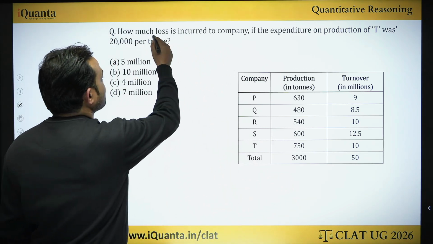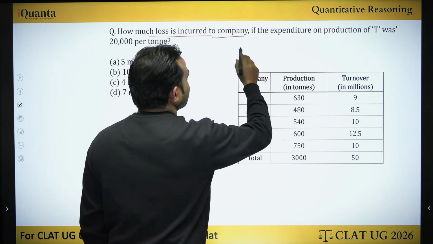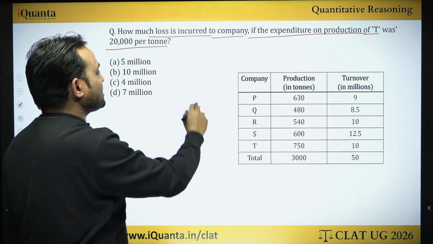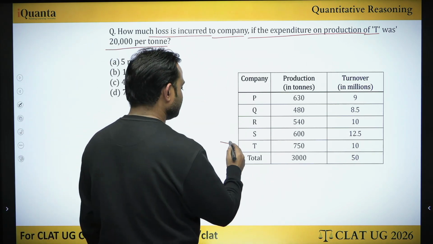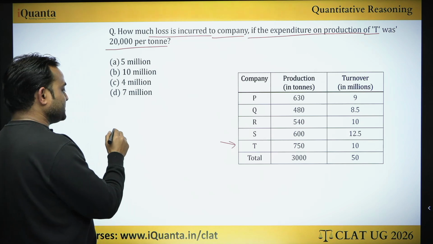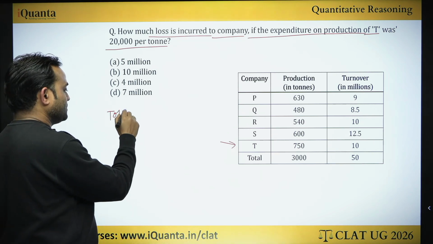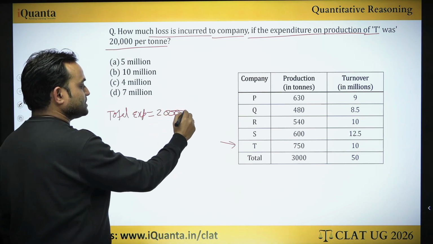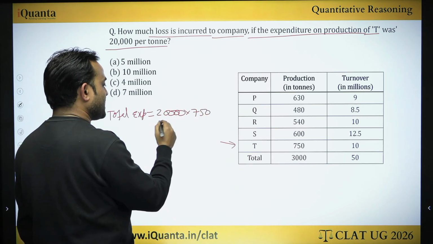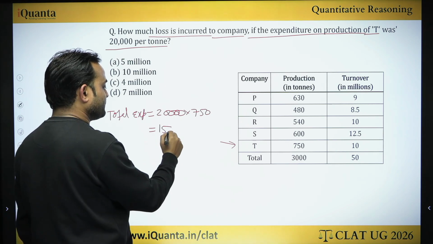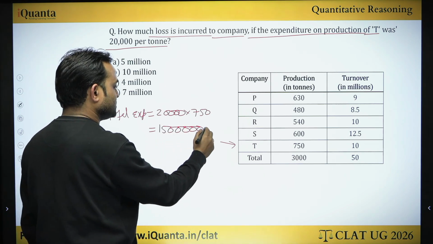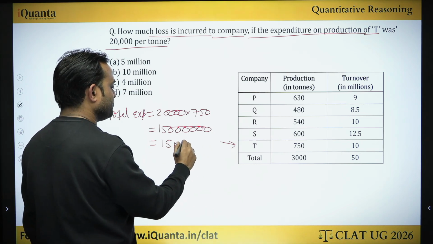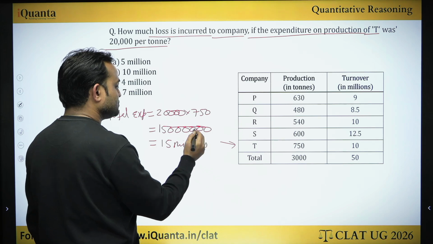How much loss is incurred to the company if the expenditure on production of tea was 20,000 per ton? In case of tea, what will be total expenditure? Total expenditure is equal to 20,000 per ton into 750 tons. So 150,000,000, which is equal to 15 millions. So this is our expenditure.